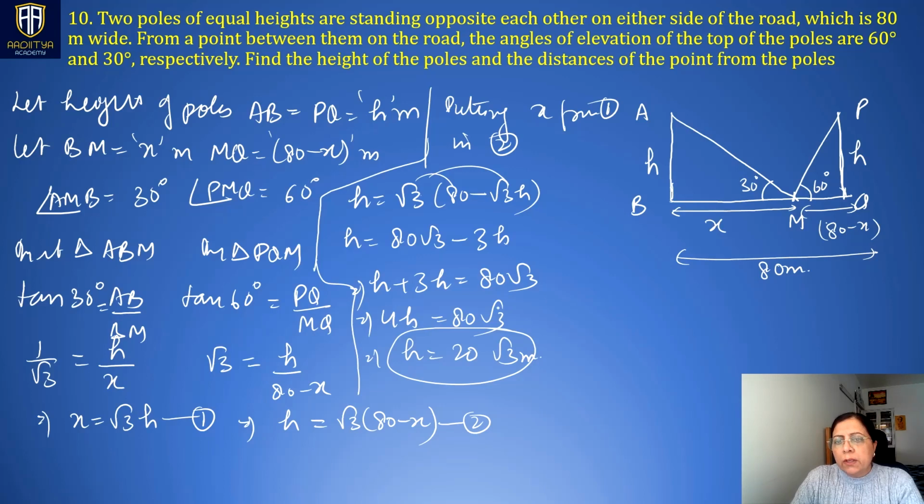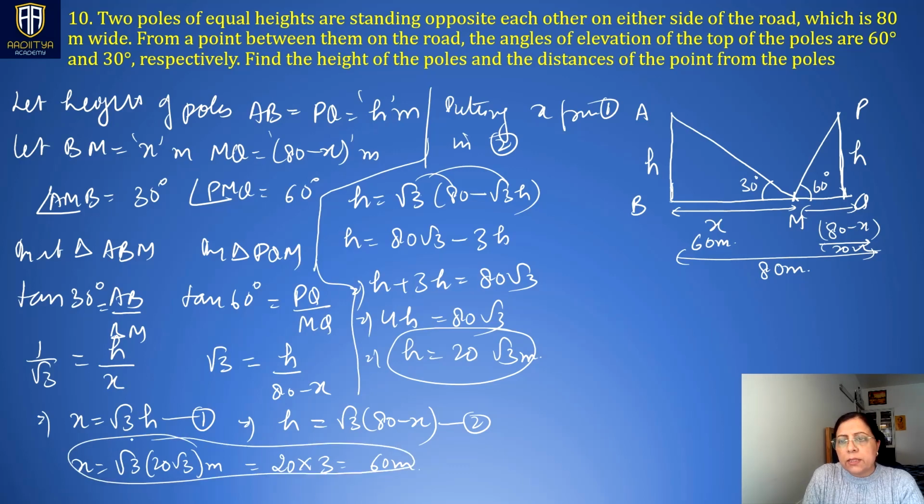Now then we have to find the value of x. So x here becomes root 3 times 20 root 3 meters. That is 20 into 3, which is 60 meters. So now that means this distance is 60 meters. This becomes 20 meters. So both the values have been found, x as well as h.